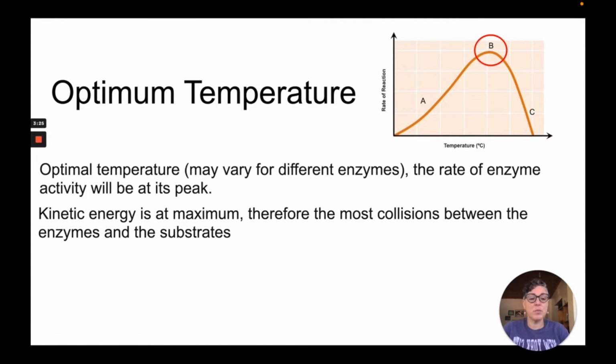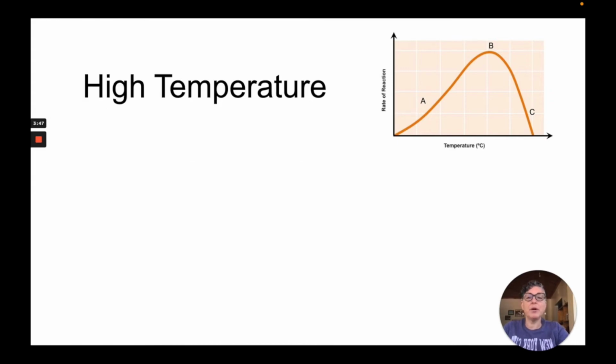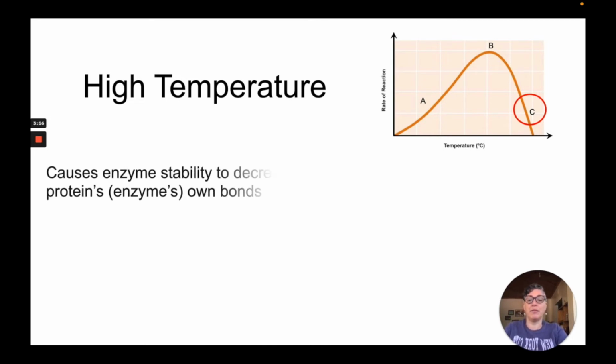So this is where kinetic energy is at its maximum. So the most collisions are going to be happening between the enzyme and the substrate as fast as possible. And so therefore we're going to see maximum output as far as products being formed when the temperature is at its optimum for a specific enzyme. And then we're going to look at the high temperature, which is going to be part C of this graph, where we see a dramatic decline in the rate of reaction.